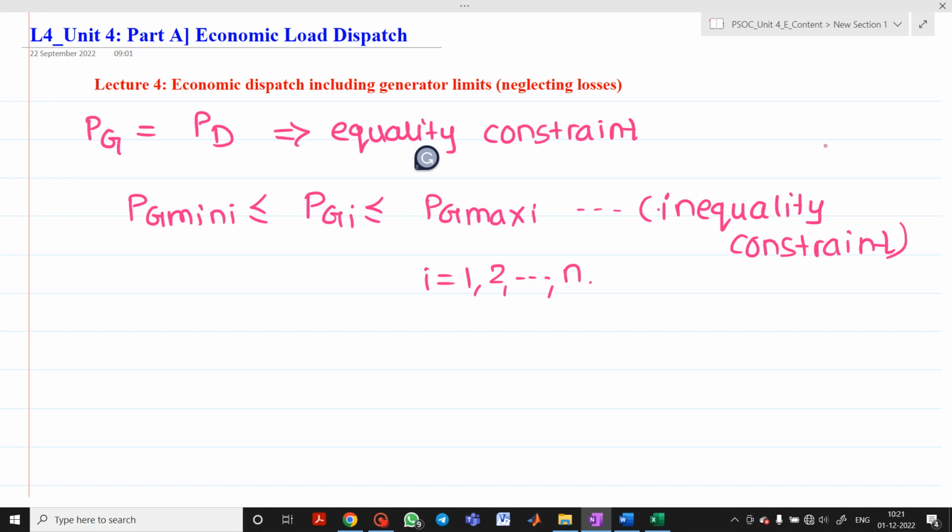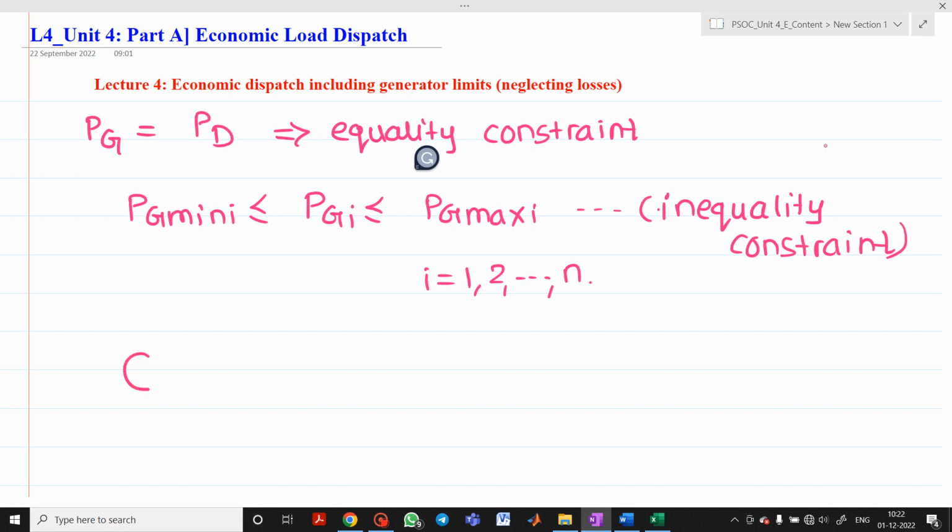That is, the plants are operated with equal incremental fuel cost till their limits are not violated. As soon as a plant output reaches its limit, that is maximum or minimum, its output is fixed at that point and maintained at that level. Other plants are operated at an equal incremental cost, then the generations are fixed. Let me give you a simple example.